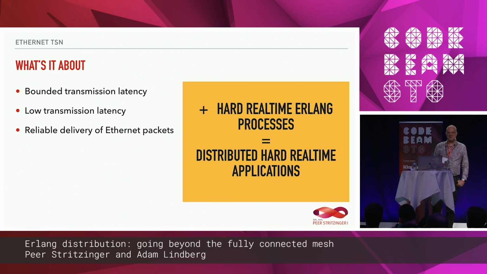There's always a price to pay. There's no free lunch here. You also get very low transmission latencies. You have options for that. You can have high priority packets cutting through other traffic very quickly, even interrupting other packets. And you can actually get reliable delivery of Ethernet packets.